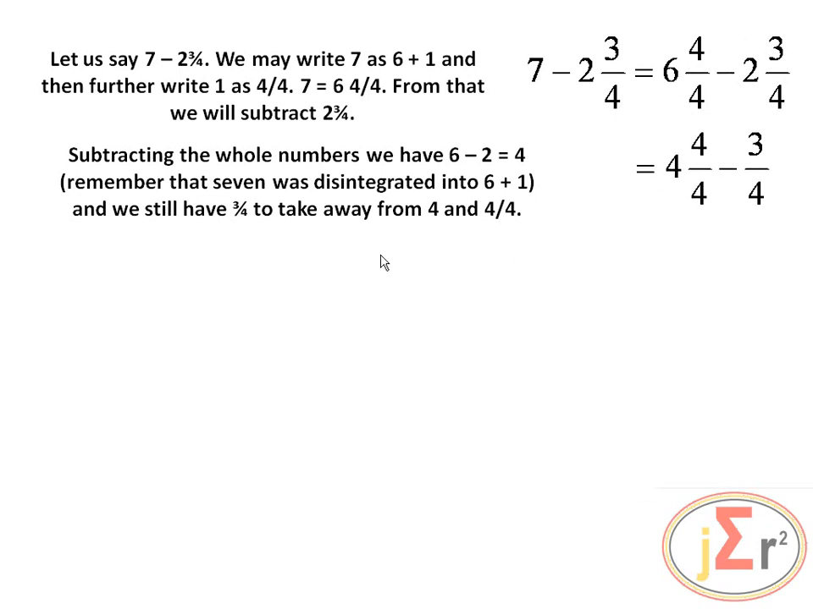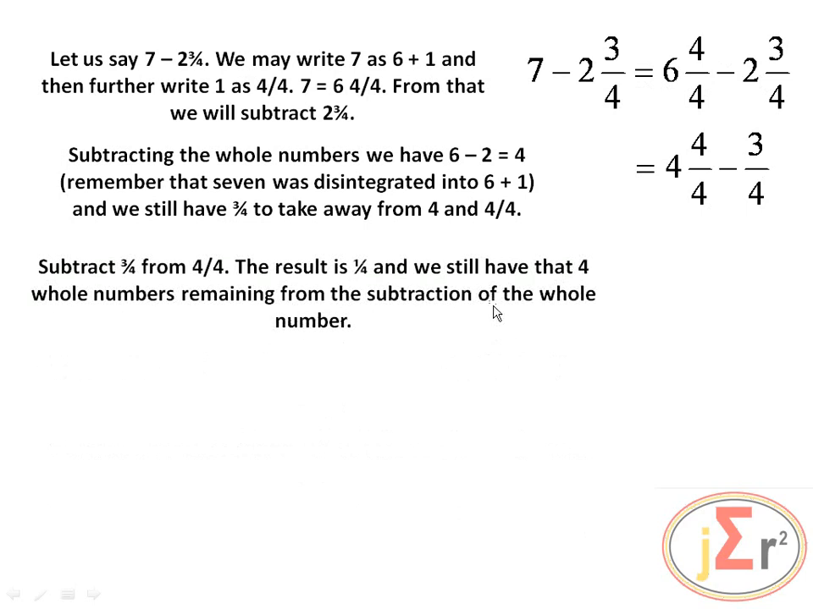So we have 4 and 4 over 4 from which we subtract the 2 first, and then we subtract the 3 over 4. So 4 over 4 minus 3 over 4 is 1/4, and then we have this additional 4 there, so 4 1/4. Subtracting 3/4 from 4 over 4, the result is 1/4, and we still have the 4 whole numbers remaining from the subtraction of the whole numbers.